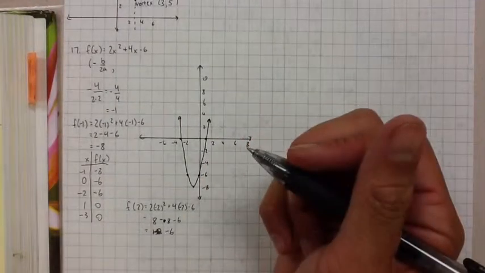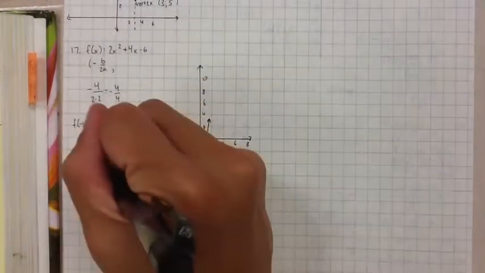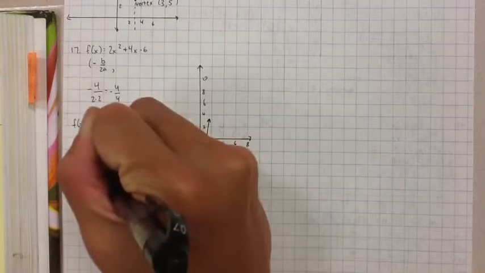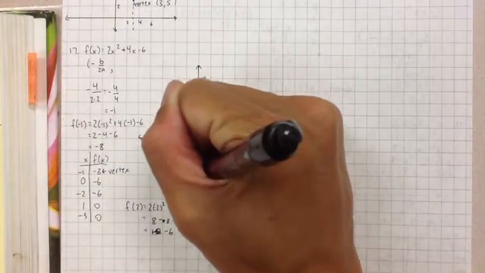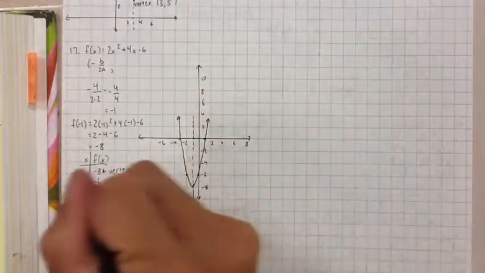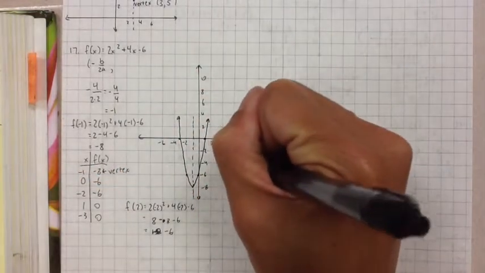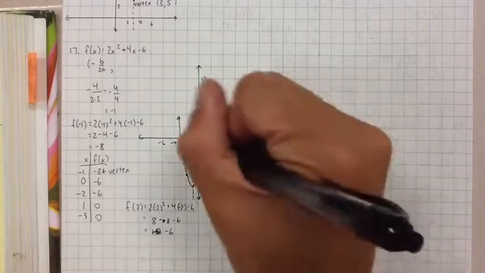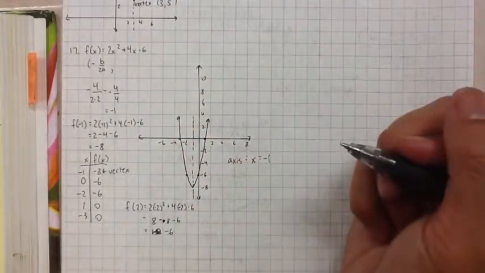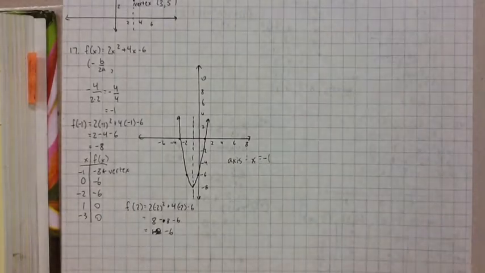So here's my vertex. My vertex is this. My axis of symmetry will be right here, where x equals negative 1. And I have graphed the function, and that is number 17.